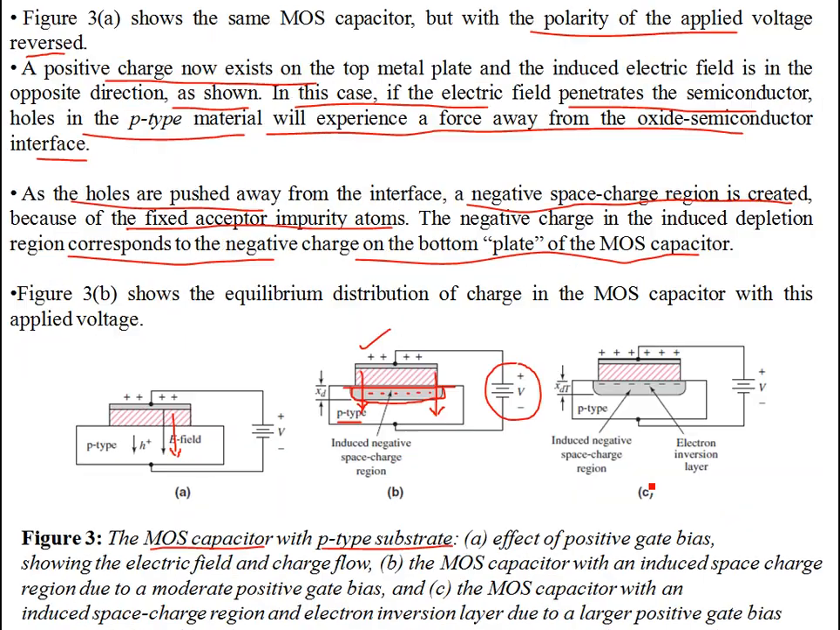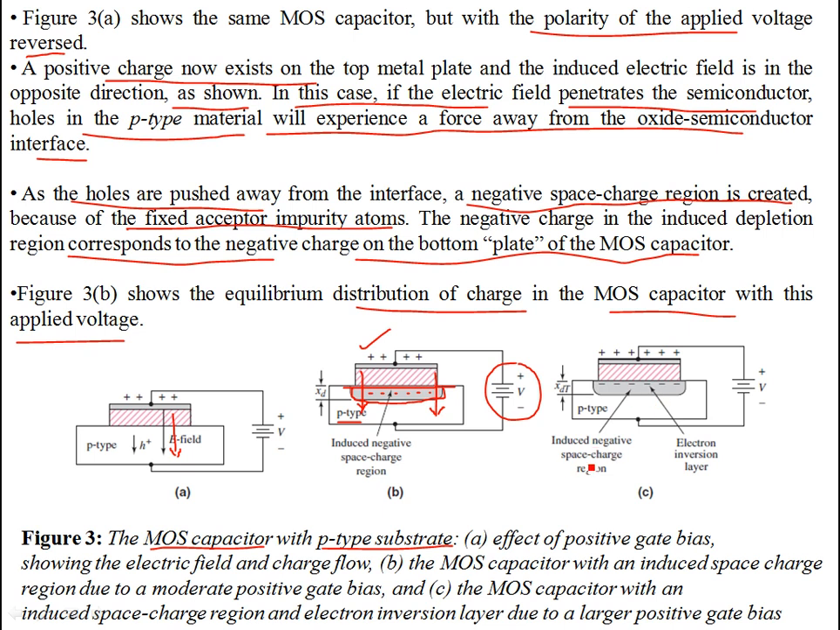They are now being pushed towards the bottom. They are attracted towards the negative end of the supply. So there is a negatively charged space charge region being created at the interface. Figure 3b shows the equilibrium charge distribution in the MOS capacitor with this applied voltage. In this depletion region, whose width is given by x dt, there are negative charges.